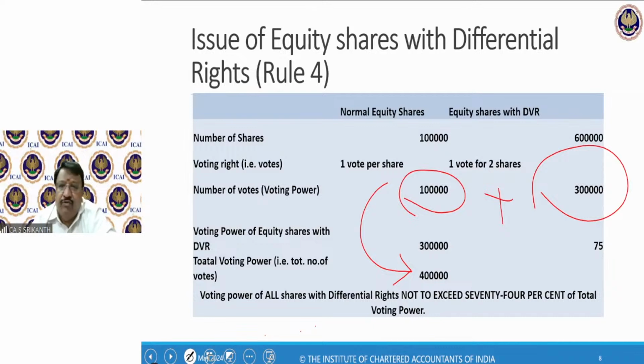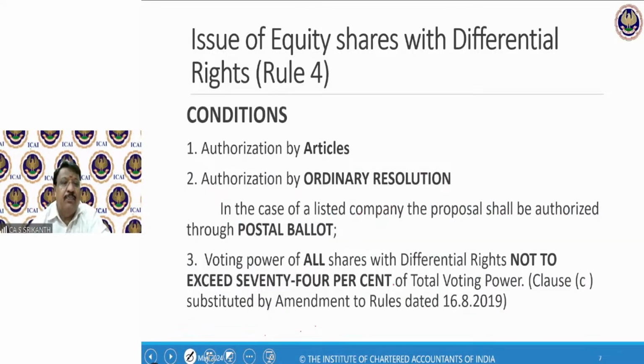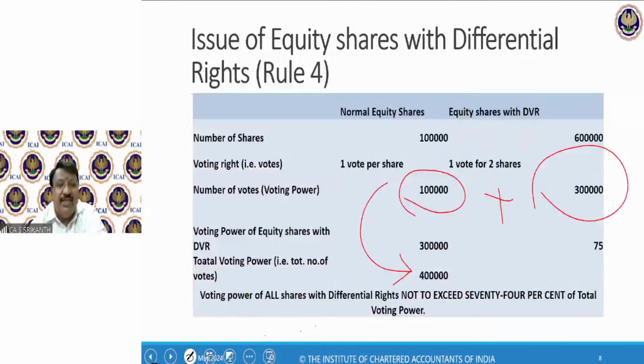That's all. If the question in the exam says, can they issue 6 lakh shares with 1 vote for 2 shares? You will do this computation and come to the conclusion that, since after issue of the differential voting right shares, the voting power of all shares with differential rights will exceed 74%, they cannot issue 6 lakh shares. Maybe something less, so long as it doesn't exceed 74%.